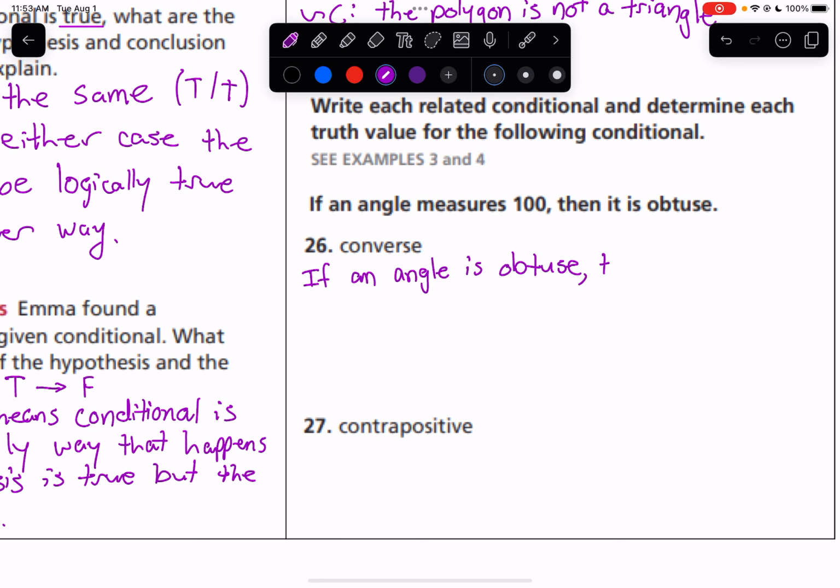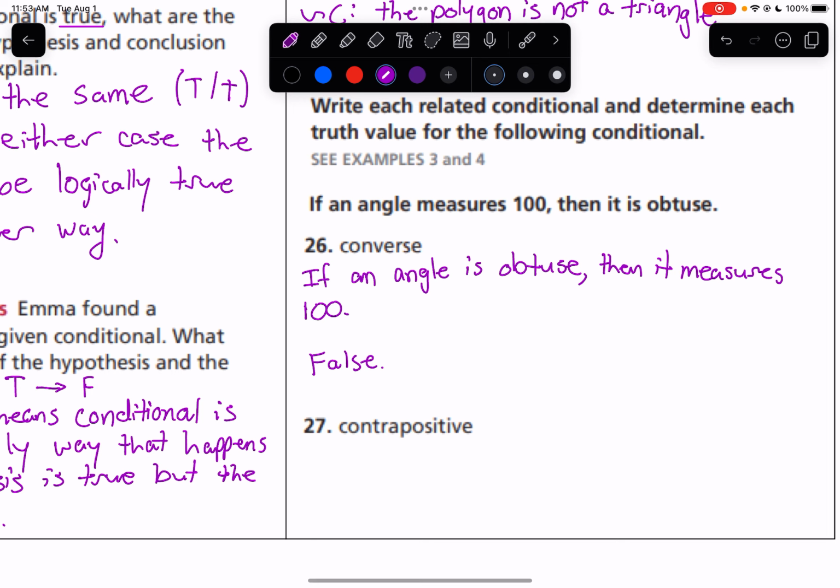then it measures 100. And we say, well, is that true or false? I know some obtuse angles that don't measure 100, right? Obtuse angles are anything from 90 to 180. So false. That is a false statement.